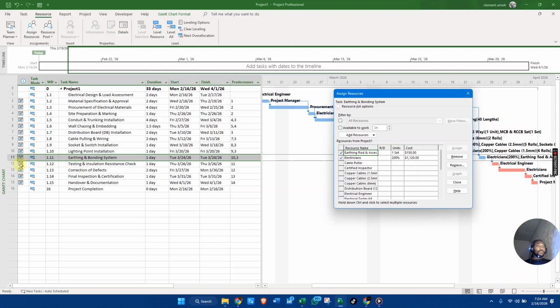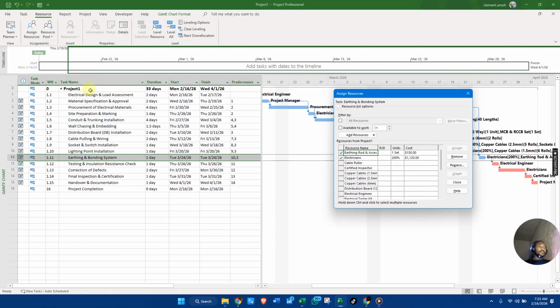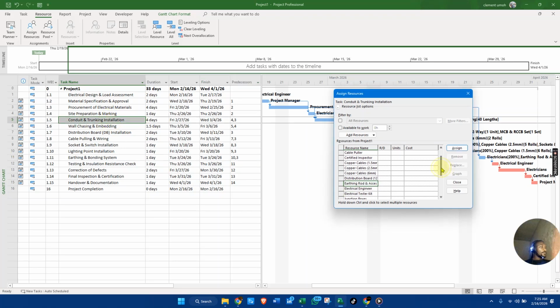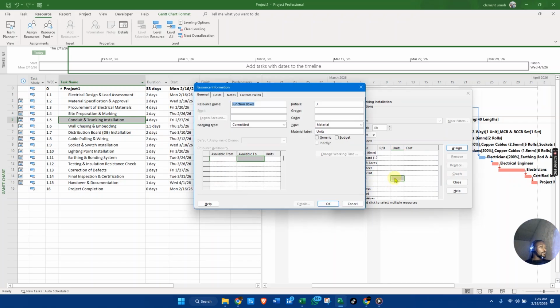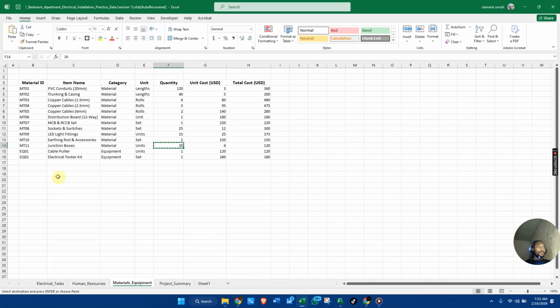So also look at our junction box, 30 sets. Junction box is going to work together with the trunking and the PVC pipes. You understand? So go to conduit and look for our junction box and set the quantity unit. So set the unit, 30 units. You assign also the cable puller.